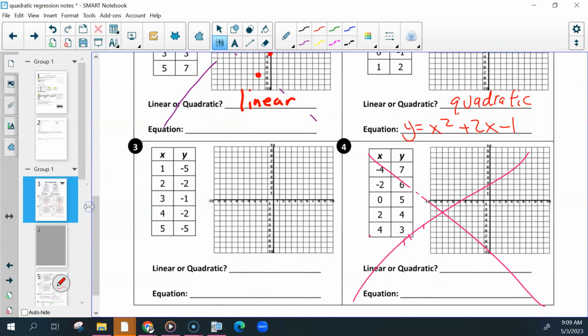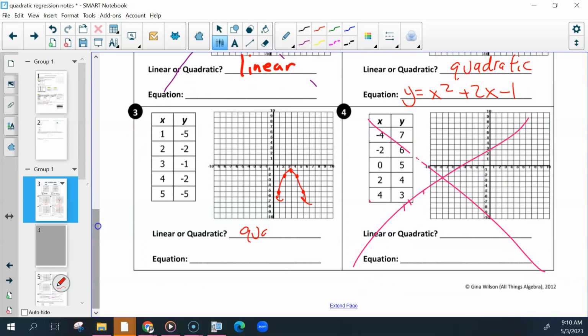Number 3. If I'm looking at the table, I see my x's are going up and my y values start to go up, but then they go back down, so that would tell me it's going to be quadratic. So I'm going to do this one in Desmos after I plot these points. Right, it does make that U shape. It is quadratic, and we can find that equation.